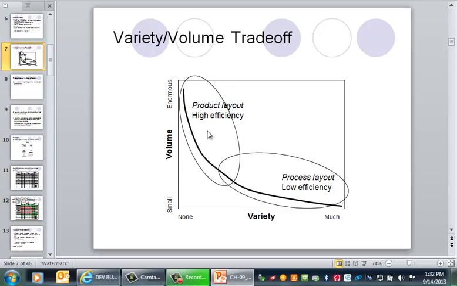A product layout. If we lay out a factory by the product, it has high efficiency but low volume, as you can see. If we lay it out by the process you go through rather than the actual product, they may have 5 different products, but they use the same process. That's what they mean. In this case, it has low efficiency, low volume, but you can create a high variety of items. All right, with this in mind, we're going to move on.